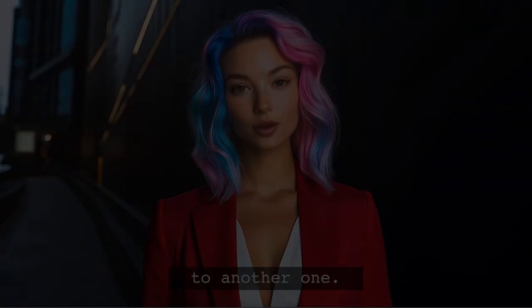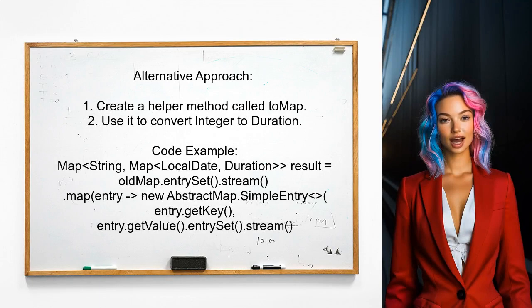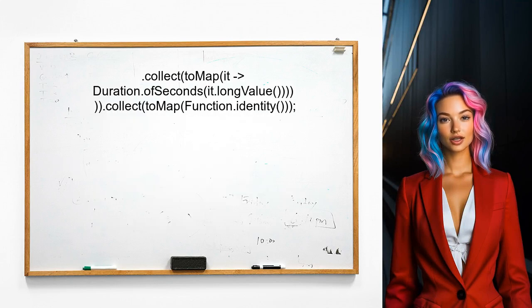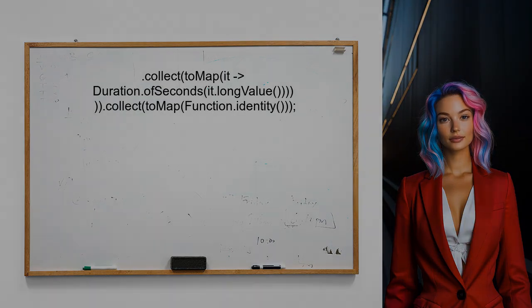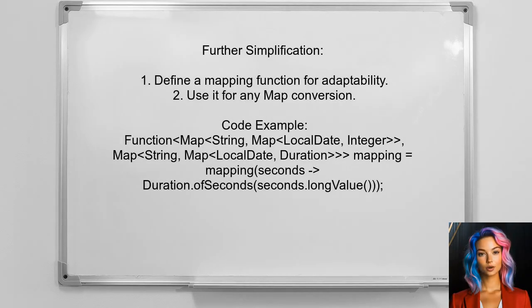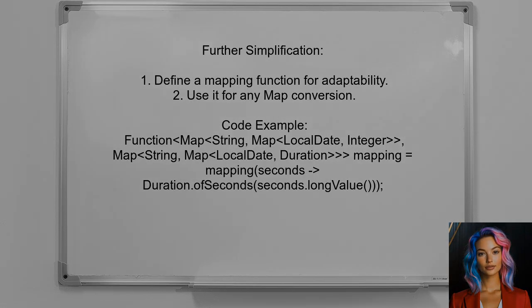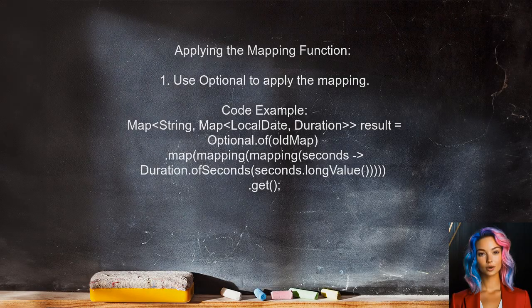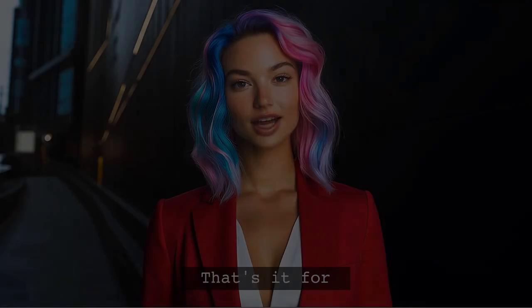Let's move on to another one. An alternative approach suggests creating a helper method called toMap to simplify the conversion process. This method allows you to map the inner values from integer to Duration more efficiently. The user also suggests further simplifying the code by defining a mapping function that adapts values from one map type to another. This allows for reusable code across different conversions. Finally, you can apply this mapping function to your old map using Optional, making the code cleaner and more concise. That's it for that response.